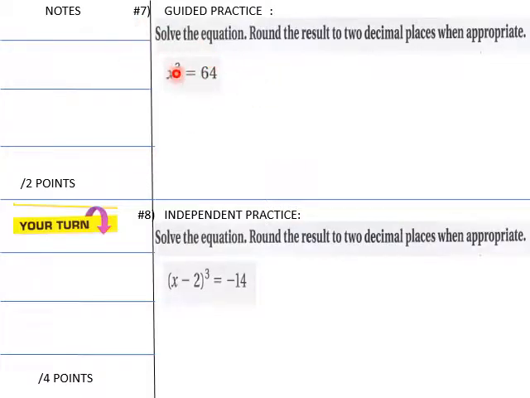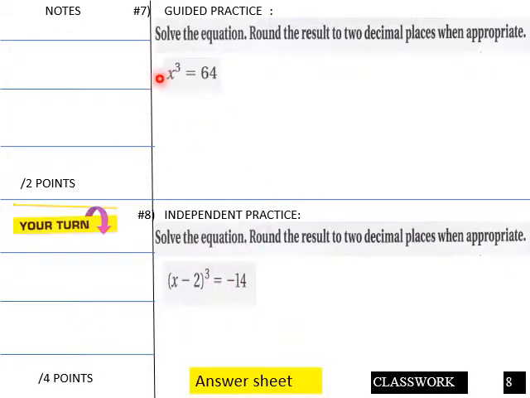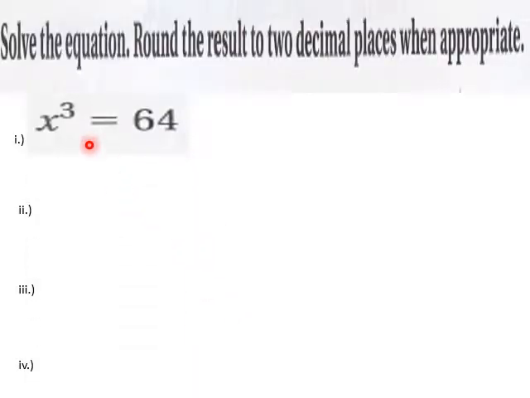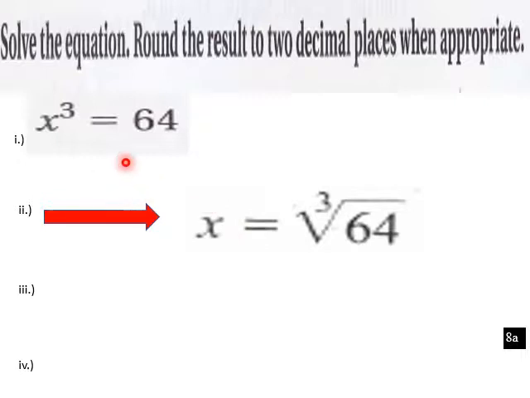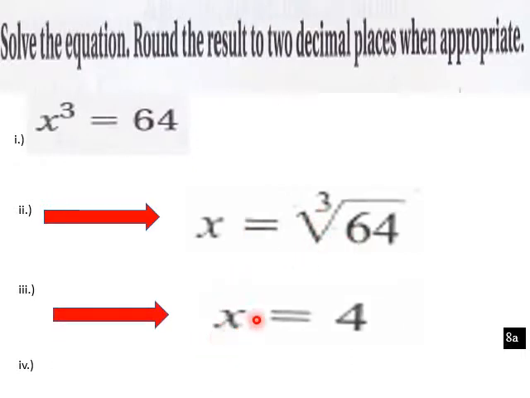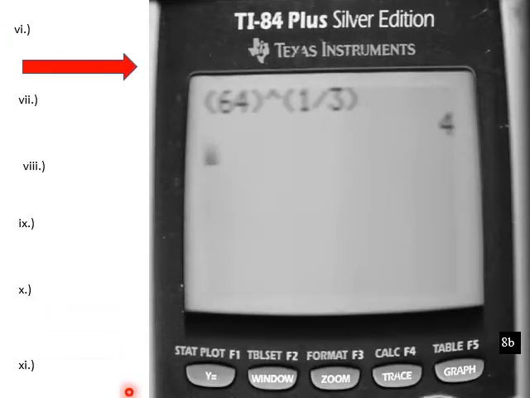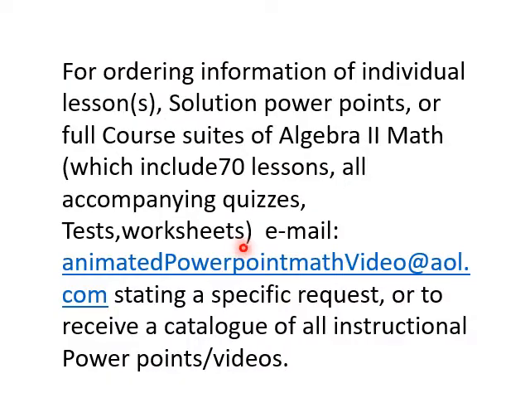Let's do a guided practice now. Solve the equation here. Students, this is yours. x cubed equals 64. What would that be? We would take the third root of both sides, so x equals the third root of 64, which is 4. And that's how it would be here: 64 to the 1 over 3 power would equal 4.